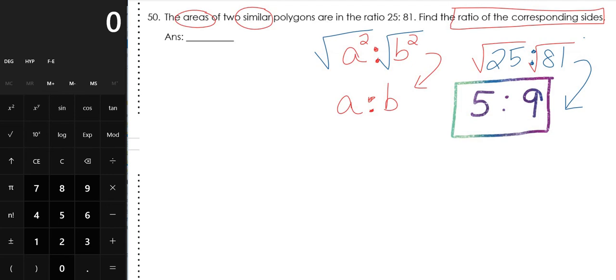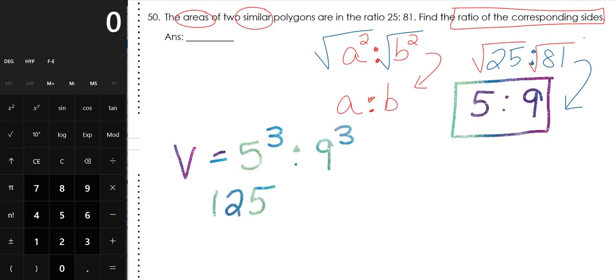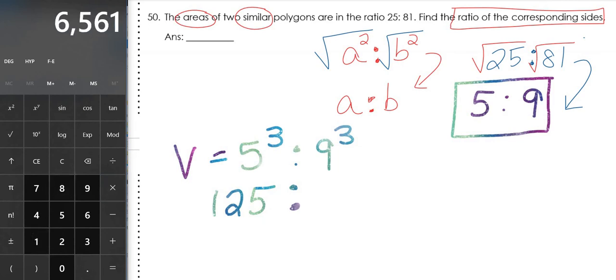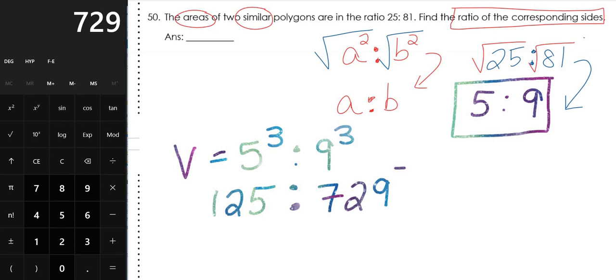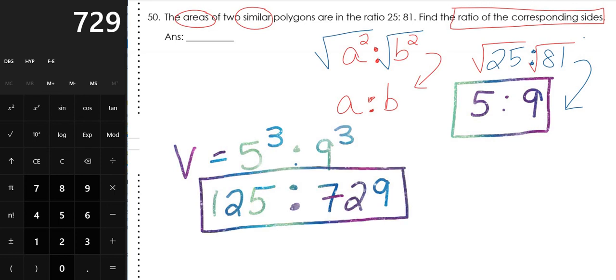25 to 81 is the ratio for the areas. And then if you really wanted to follow up real quick, if we wanted our volume ratio, remember you have to cube everything. So 5 to the third power, 9 to the third power. So 5 to the third power is going to be 125. 9 to the third power, 9 times 9 times 9, 729. Okay, so this would be our volume scale factor, or our volume ratio.